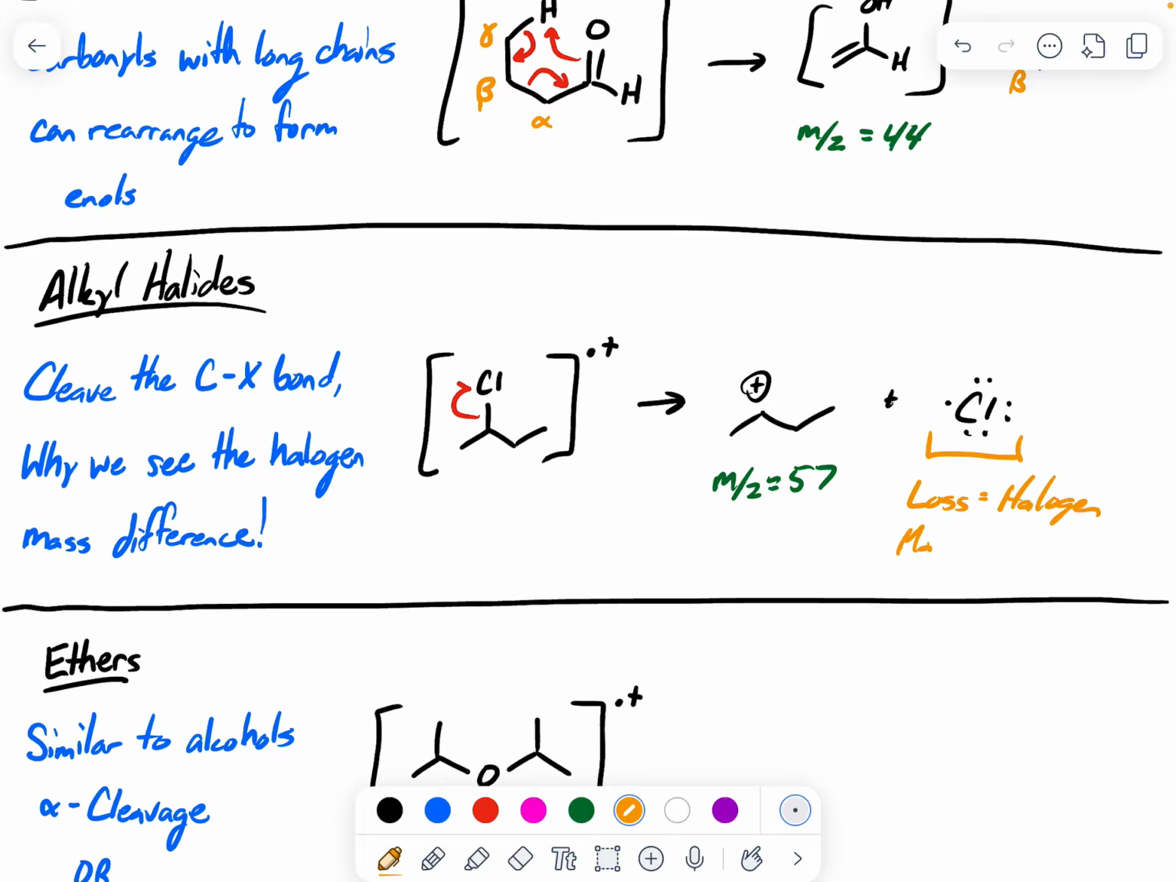All right, so just keeping that in mind, that is exactly why we see that difference in the spectrum, and it gives us a little bit of visual clarity on where that's coming from.